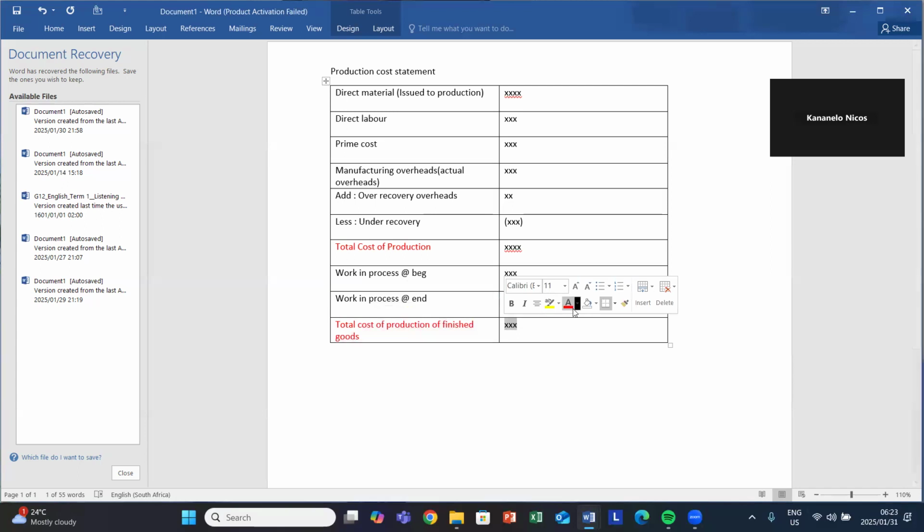So you should be vigilant about it. The most important thing that you have to know with regards to the production cost statement is your structure. So it's of paramount importance to know it and also to be able to calculate each and every single item there.